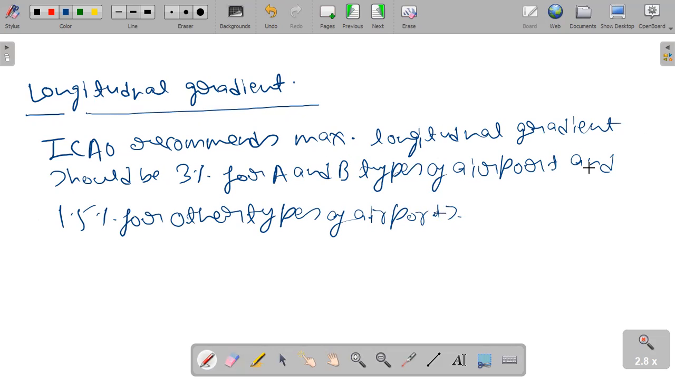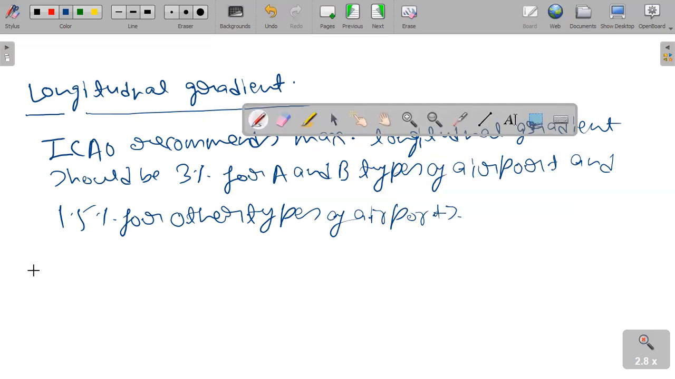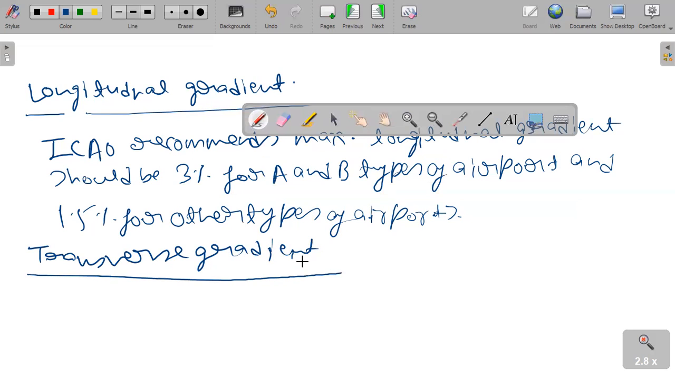Okay. So this is longitudinal gradient. Let's move on to the transverse gradient. So in transverse gradient, for quick drainage, transverse gradient is 0.5% for rigid pavement and 1% for other cases.